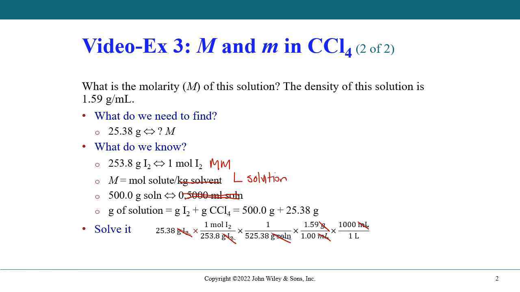You can see if you look here, we've got moles on the top and we've got liters on the bottom, and if we solve the problem, we end up seeing that the molarity of this solution with a higher density is 0.303 molar.